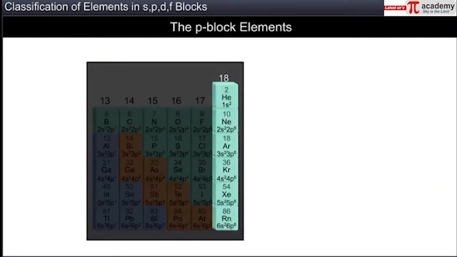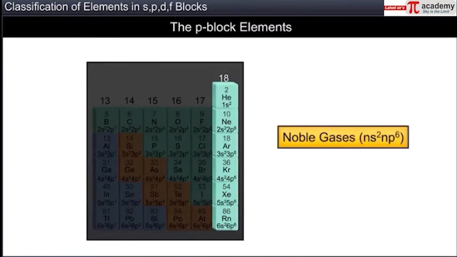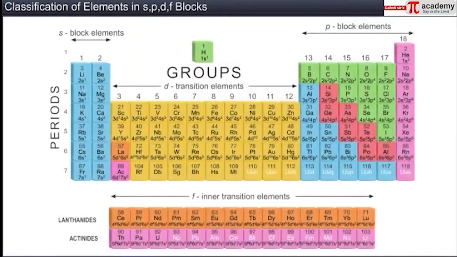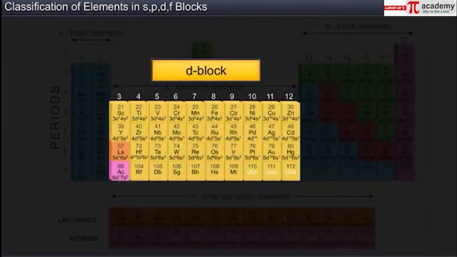The group 18 elements having the electronic configuration ns2 np6 are called the noble or inert gases. All of them exist as monoatomic gases. Noble gases exhibit very low chemical reactivity because of their completely filled outermost shell. Next, let's look at the d block elements. The elements belonging to group 3 to 12 in the center of the periodic table are called the d block elements.